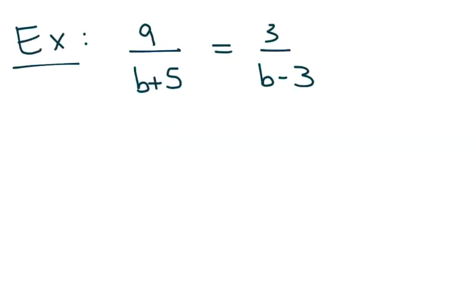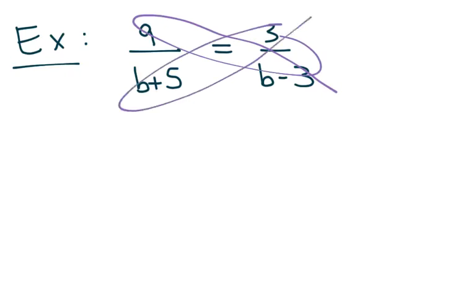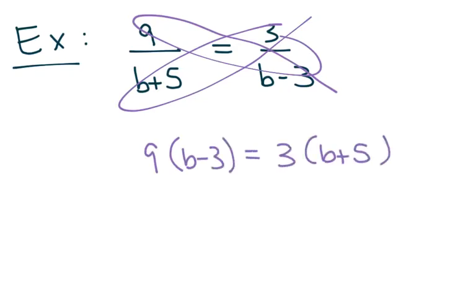If you don't have more than two fractions in a problem, it's probably just a proportion. And instead of getting a common denominator, we're going to go about solving this problem by cross-multiplying, because it's just a proportion. So when I multiply, I get 9 times (b minus 3) is equal to 3 times (b plus 5). That's the easiest way to go about the problem.